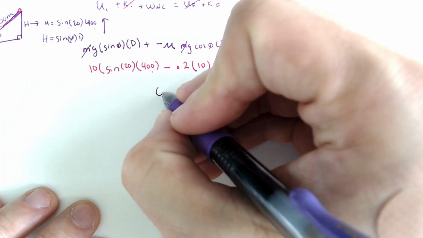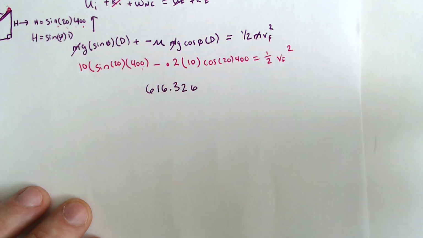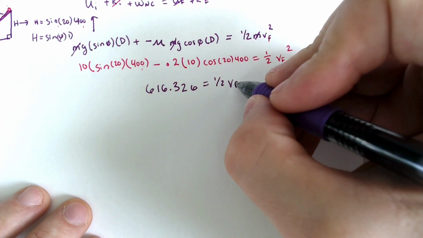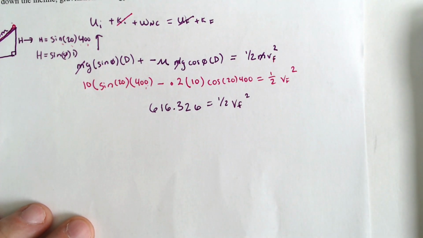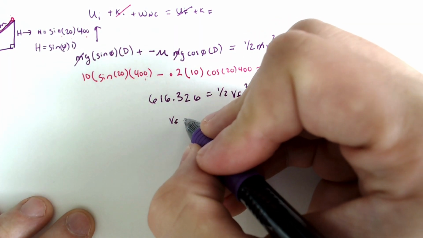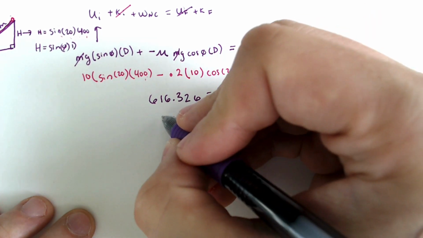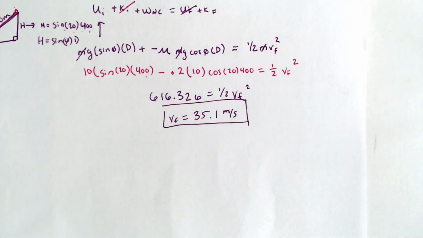616.326, and that would equal our 1/2 VF squared. So we need to multiply by 2, and then we need to square root. So multiply by 2, square root of the answer gives me a final velocity that is 35.1 meters per second. Bada bing. All right, next one.